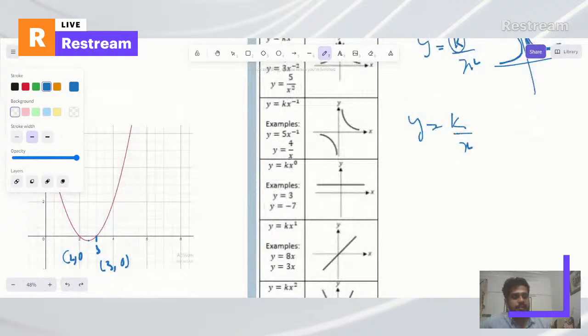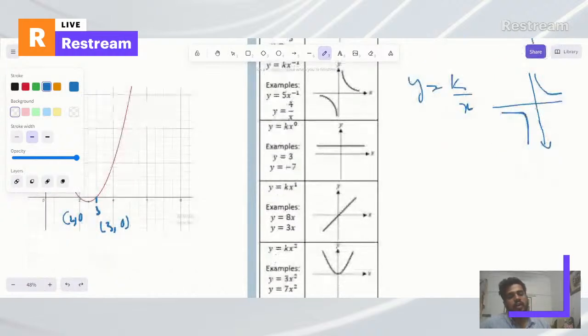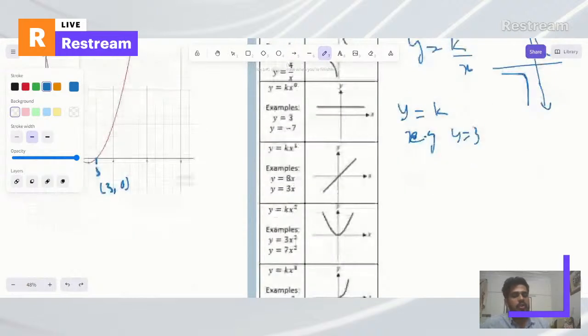Okay, so the shape of the graph is going to be somewhat like this. Now this and this. All right, so this is very important. Now if I have y equals some value of k, let's say for example y equals 3, that means I will have a horizontal straight line at this point where it says on the y-axis 3. So I'm gonna have a horizontal line over here.